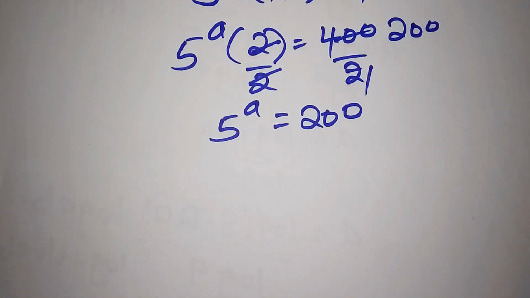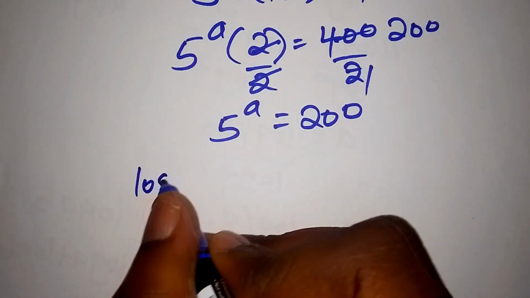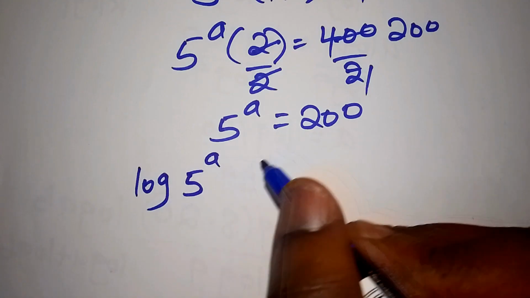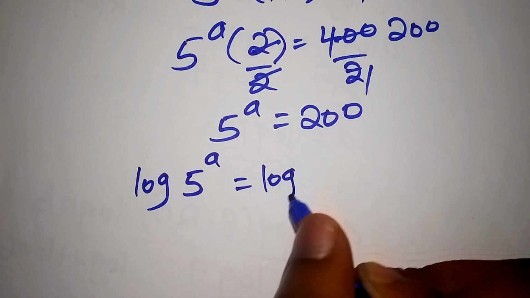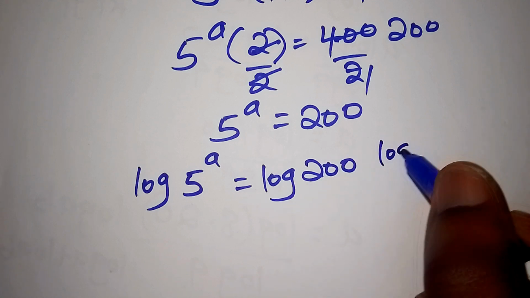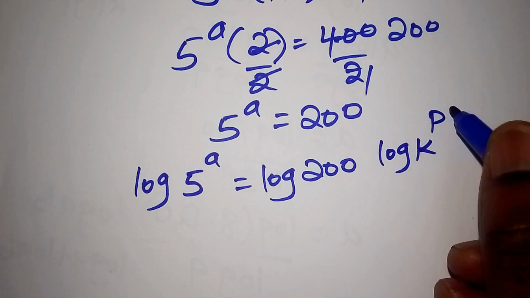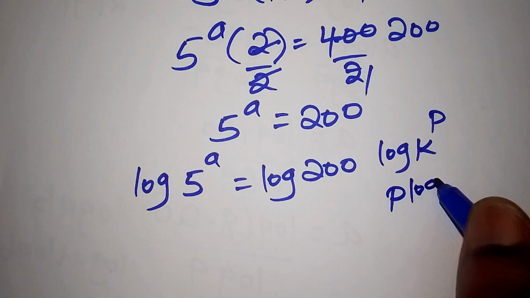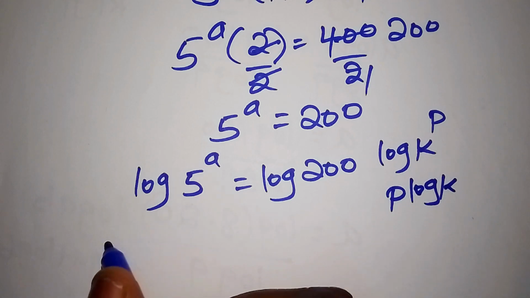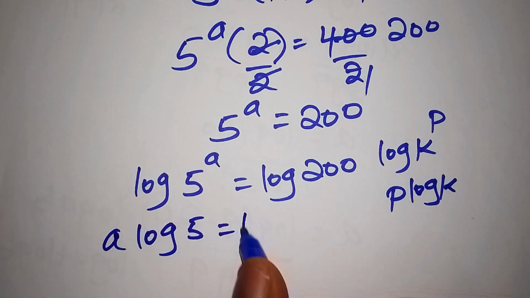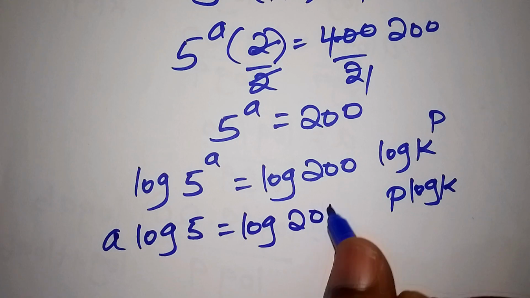So what we need to do next is to introduce the log on both sides. So now we shall have the log of 5 to the power of a equals to the log of 200. So when you have, for example, the log of k to the power of p, according to the law of logarithm, this can be written as p times the log of k. So now we shall have a times the log of 5 equals to the log of 200.